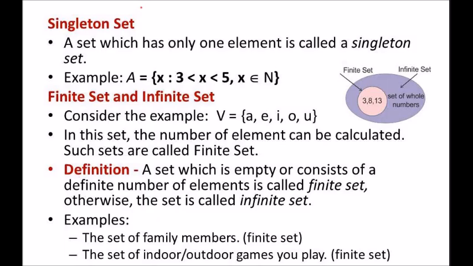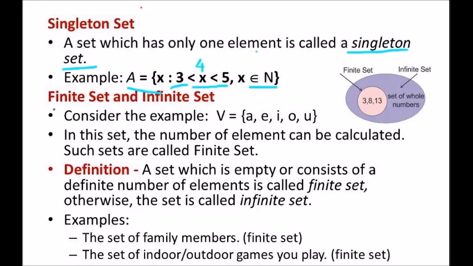Now consider the set A is equal to set of all x, such that x is a natural number and 3 less than x less than 5. From this set, we can write it as set A is equal to {4}. That means set A has only one element. Such type of sets are called singleton set. The definition of a singleton set is: a set which has only one element is called a singleton set.